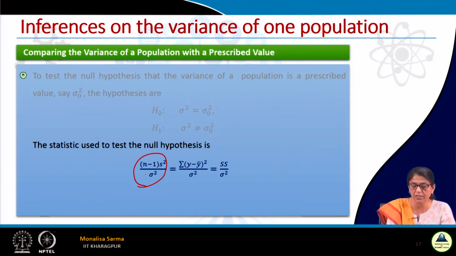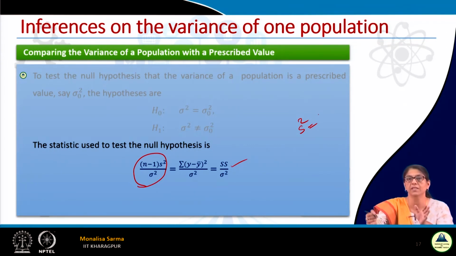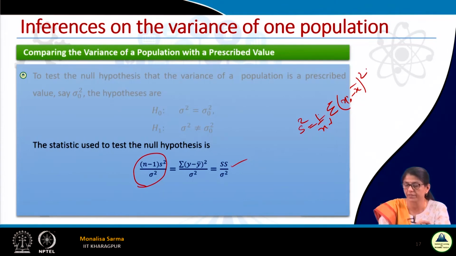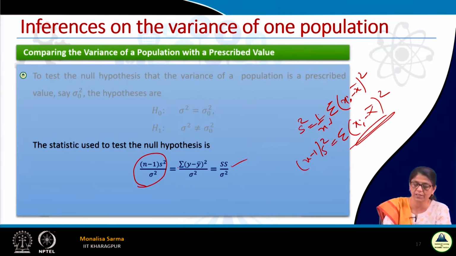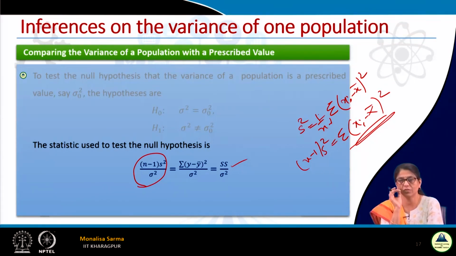And what is this n minus 1 s square? You can also call it SS, the sum of squares basically. I have shown you why it is called sum of squares, because of the formula for s square. Remember the formula for variance: s square is 1 by n minus 1 summation of xi minus x bar whole square. So if I bring n minus 1 here, n minus 1 s square, what remains is the summation of xi minus x bar whole square. So this is a summation of squares. That's why n minus 1 s square is also called the sum of squares. So there is nothing so great about that.